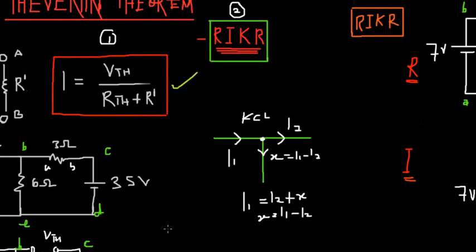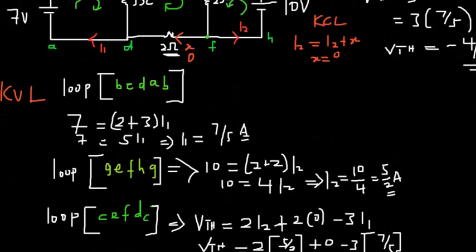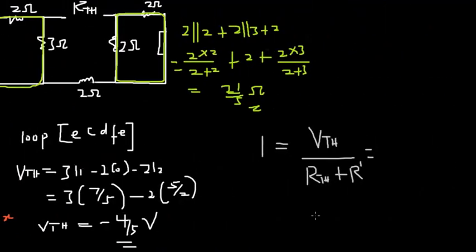From this equation we have I equal to VTH divided by RTH plus R prime. VTH was, let's find our VTH, we had VTH to be minus 4 on 5. And then divided by RTH. RTH is 21 on 5, and then plus our 5 ohm resistor, so that's 5. So let's punch this and see what we will get.